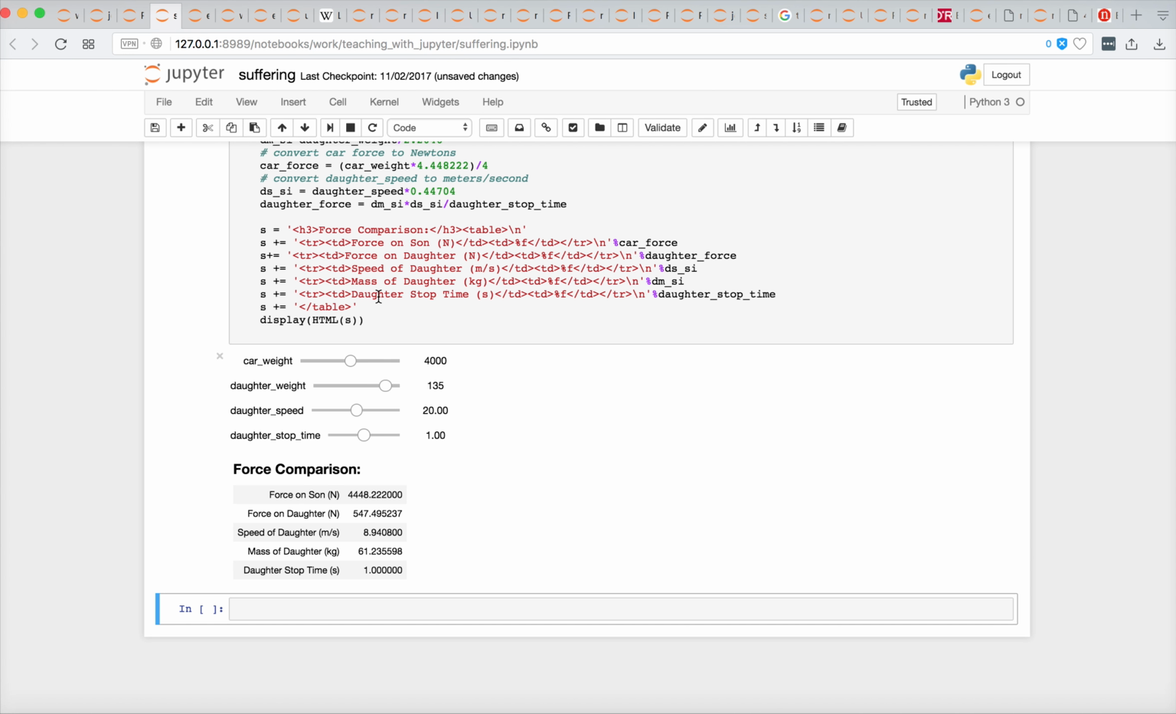So here's what the students have. So they can look at the force experienced by my daughter as her weight changes, as her speed changes, and as her stopping time changes.